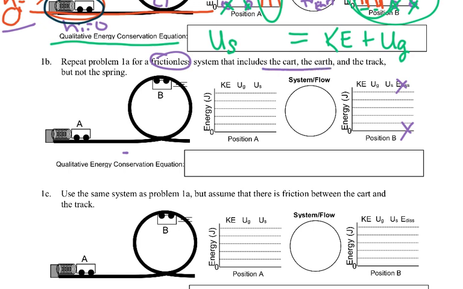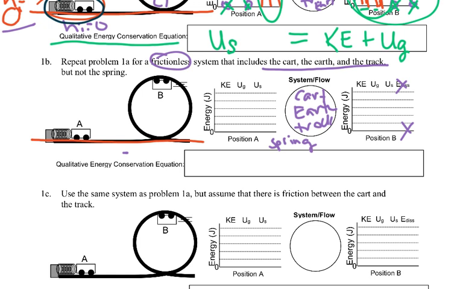Now our system is the cart, the earth, and the track, okay? So it's the cart, the earth, and the track. But it's not the spring. So the spring is an outsider now. So everything inside is our system. Everything outside is not our system.